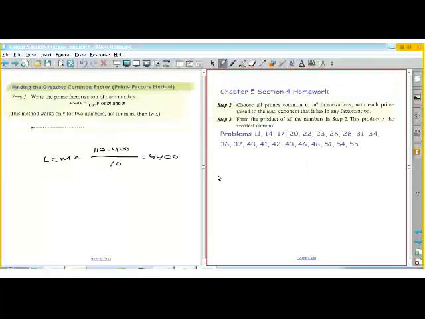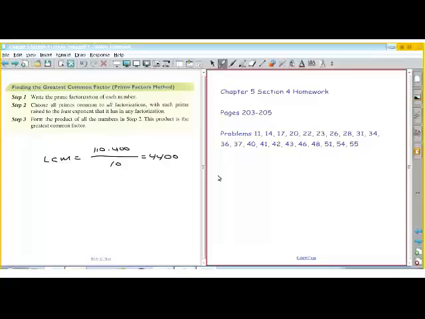There's one more. I'm going to go ahead and assign these right now. So these will be due, I guess, Wednesday after Thanksgiving.